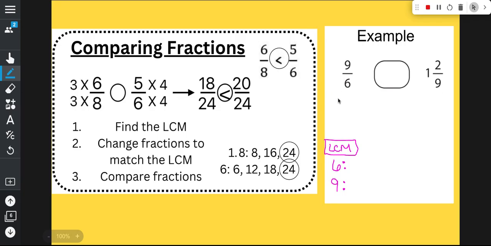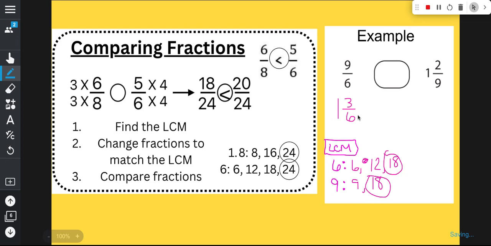So first I could convert this one to a mixed number. I have 1 and 3/6. Now that maybe would have helped me out, but coming up with a common denominator would be more helpful. So I'm going to find the LCM between 6 and 9. We have 6, we have 12, we have 18. Oh, I can stop right there already because I know that we have 9 and then we have 18. So 18 is my LCM, my least common multiple.